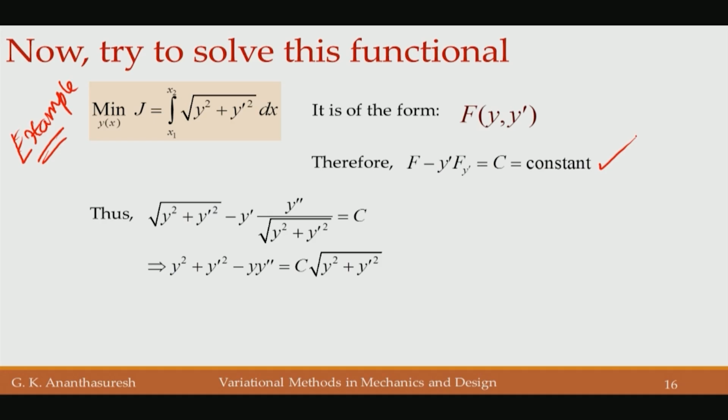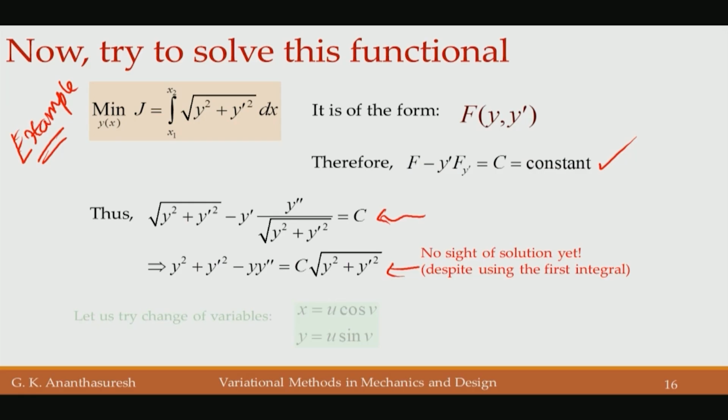Okay. If we work out this simplification, you will get to a form like that. It is still not anything to write home about. No sight of a solution yet; we do not know how to solve it. It just became a simpler looking equation, but we do not know whether this has an easy solution or not. So, what we do is we try a change of variables. Okay. So, this is a problem where you have to find y of x.